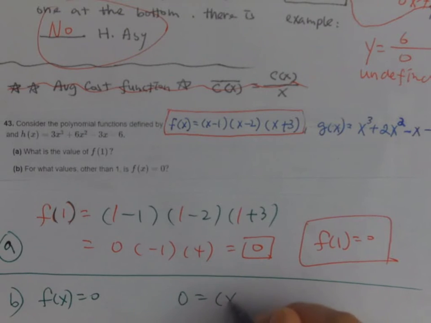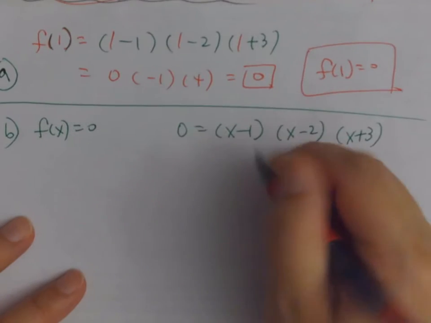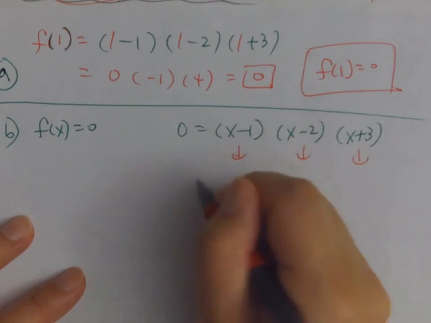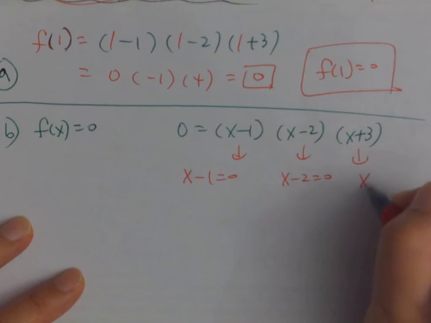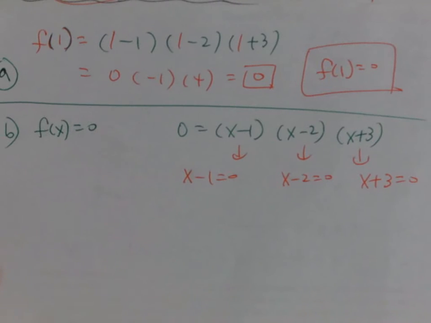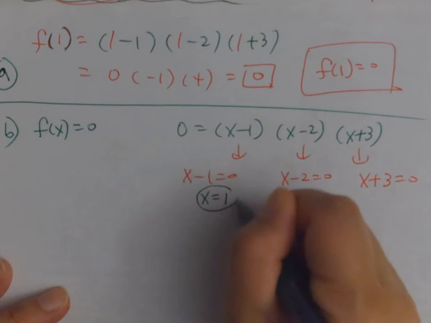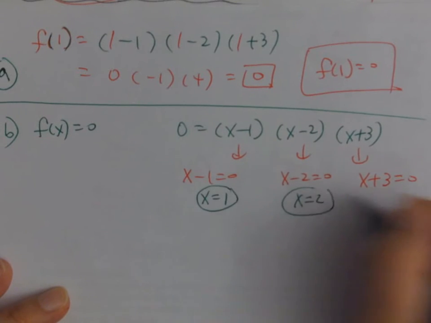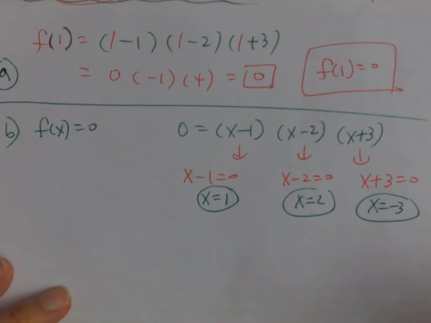0 equals (x minus 1)(x minus 2)(x plus 3), right? If you have three factors multiplied together equal to 0, you can set each of them equal to 0: x minus 1 equals 0, x minus 2 equals 0, x plus 3 equals 0. And what would I get with that? You can solve for each one of them, moving the number to the other side: x equals 1, x equals 2, x equals negative 3. Are we okay with that? So that's B.